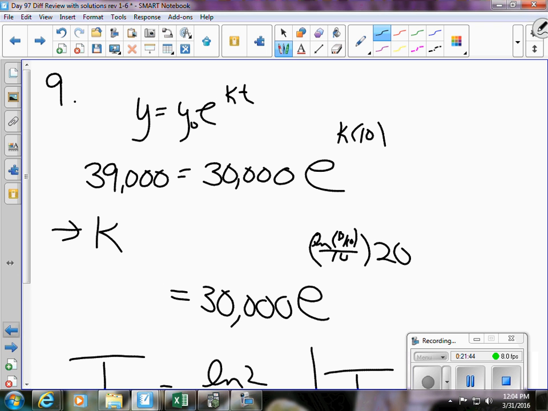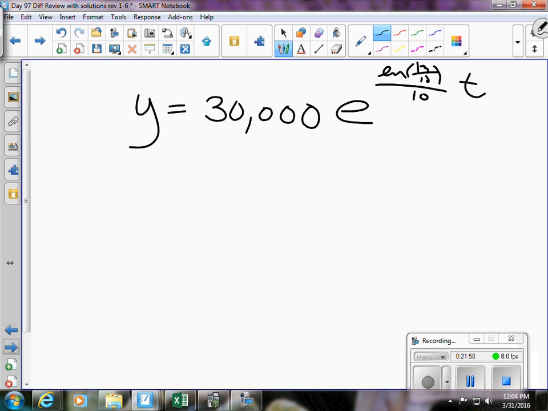Yeah, that sounds good. Okay. But then the second part of that says, well, how long does it take the population to double? There are several ways you can find out how long it takes the population to double. If I know kids, probably the easiest way for you would be to put in what and solve for what? What would be the easiest way? 60,000 and solve for T, right?